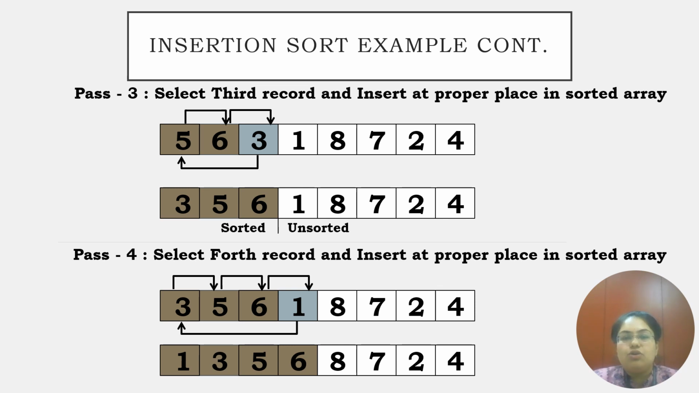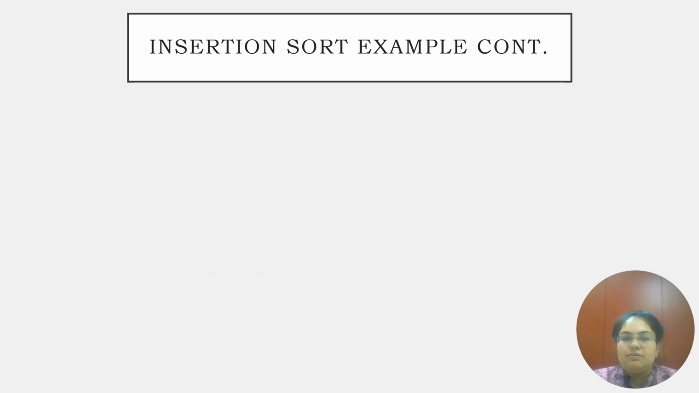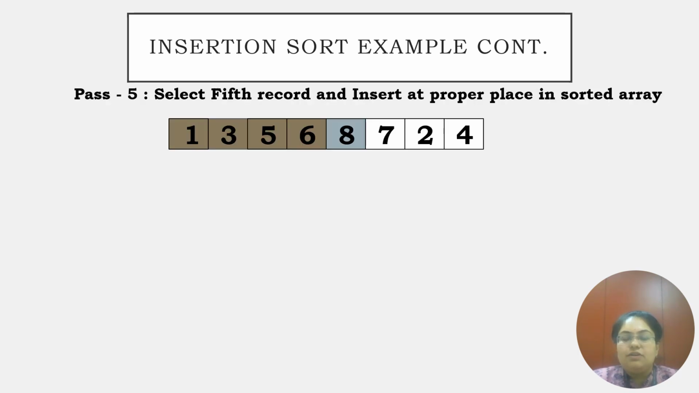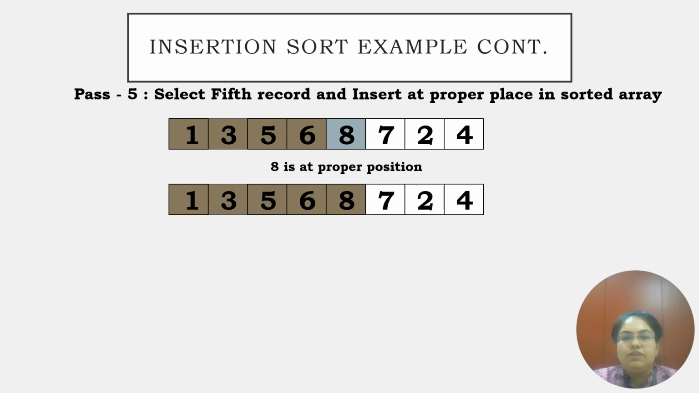So we have the sorted sub-array 1, 3, 5, 6, and we consider that 8, 7, 2, 4 is unsorted. We repeat this process again. We select the fifth record, which is 8, and insert it into the proper place of the sorted array. It is already in the proper position, so we do not swap this value with anyone. So we have 1 to 8 in the proper sorted array.